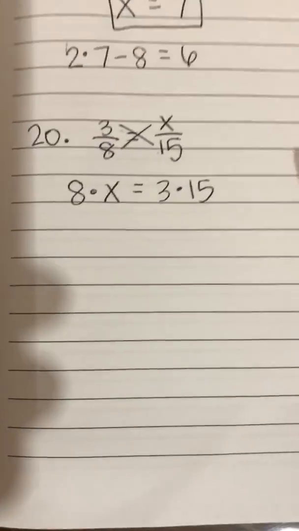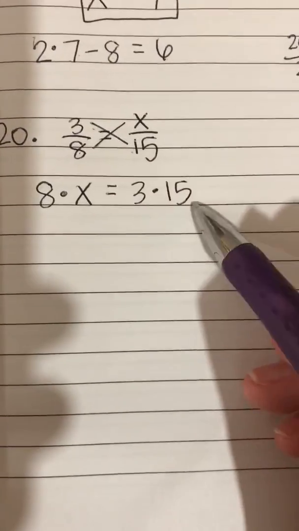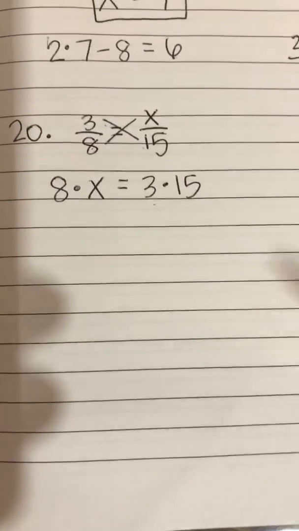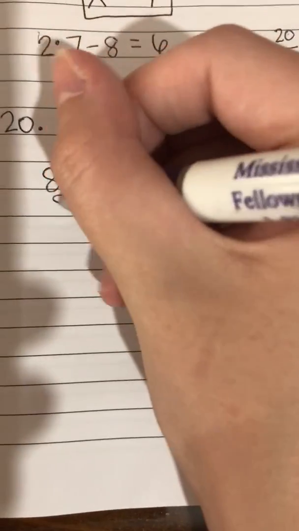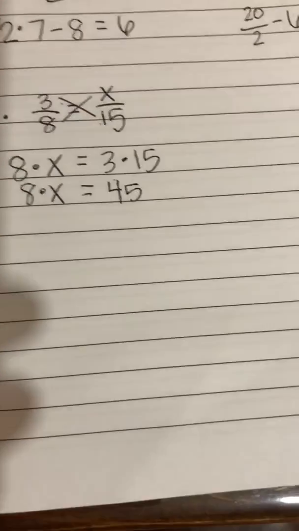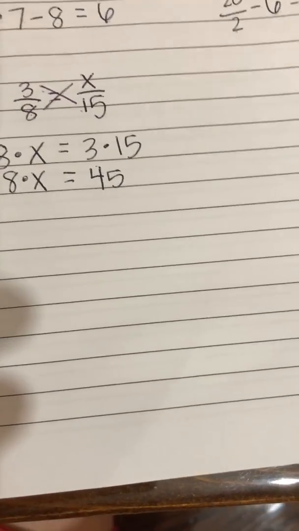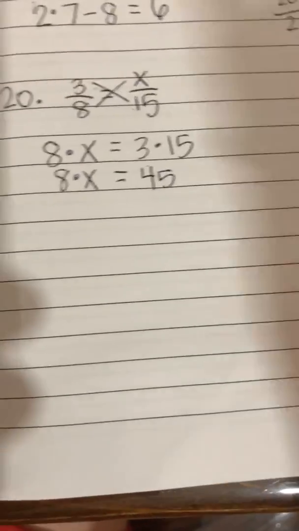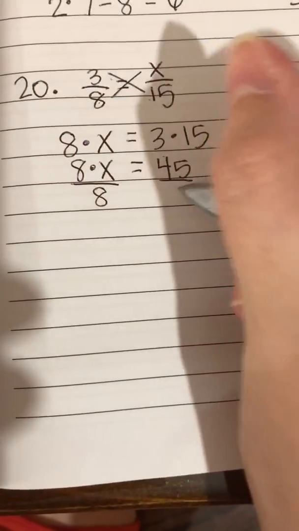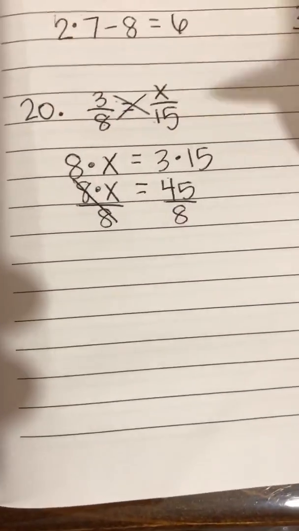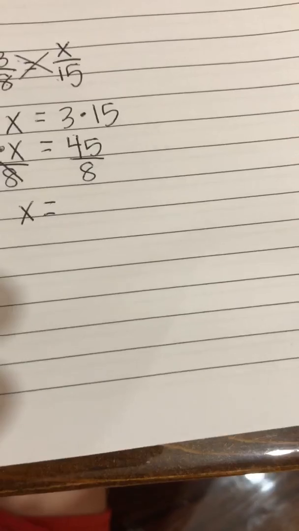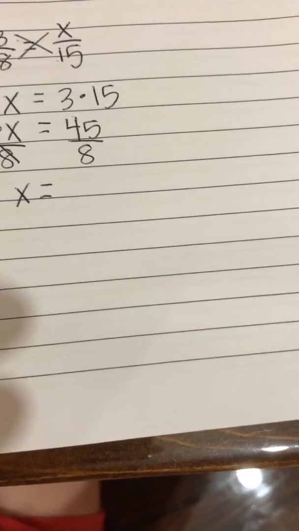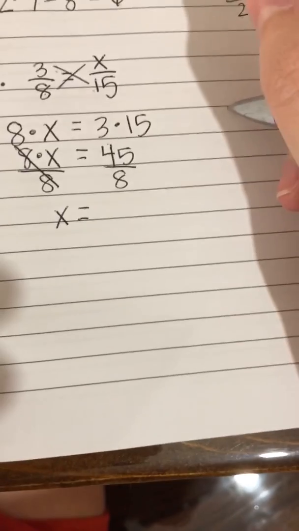I start with opposite of the x, so I do this side first. 3 times 15 is 45. So I have 8 times x equals 45. Now the opposite of multiplying by 8 is dividing by 8. So I'm going to divide both sides by 8. These cancel out. So I have x equals, now 8 times something does not equal 45 exactly, so we're going to have a remainder. So let's divide.